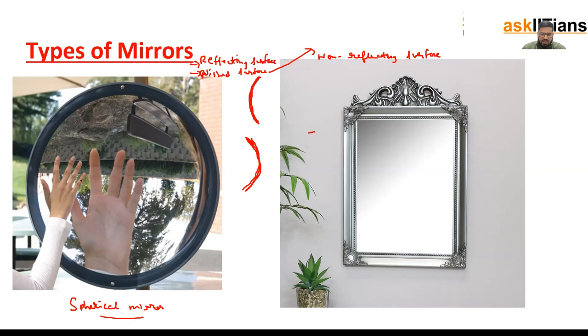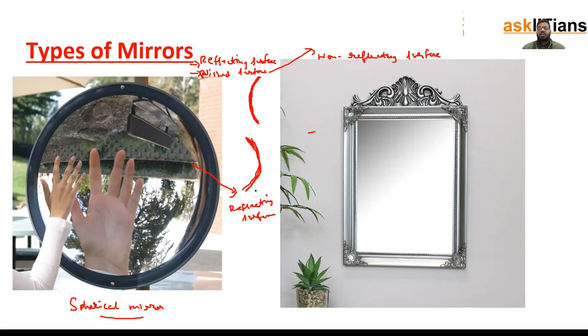As you can see, there is a girl showing her hands towards the mirror. Whatever this portion of the mirror is, it is known as the reflecting surface. This is the reflecting surface. And whatever surface is present on the opposite side is known as the polished or non-reflecting surface. Okay. So this mirror is known as a spherical mirror.